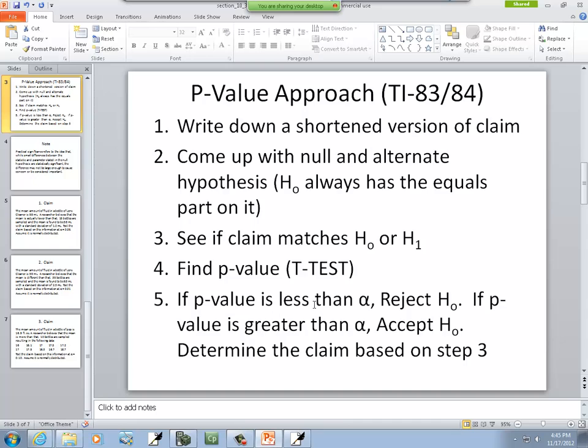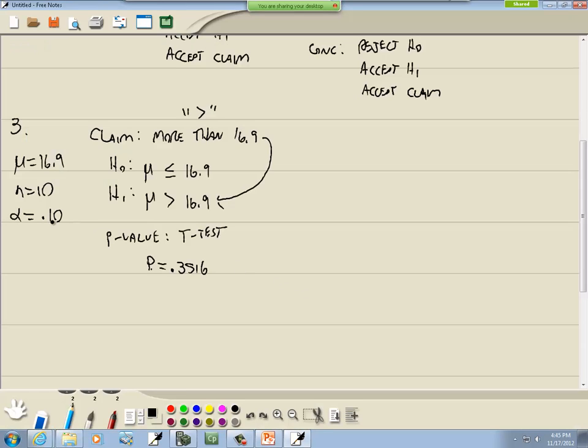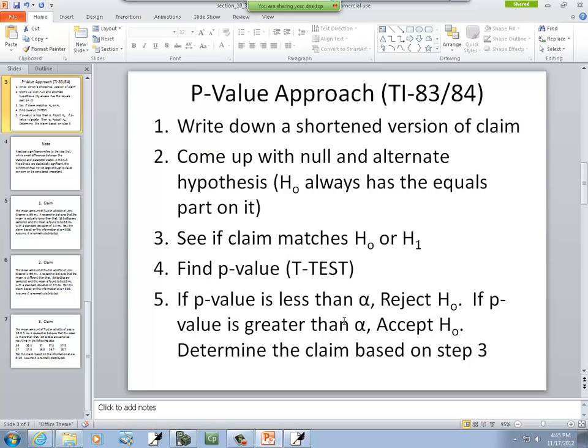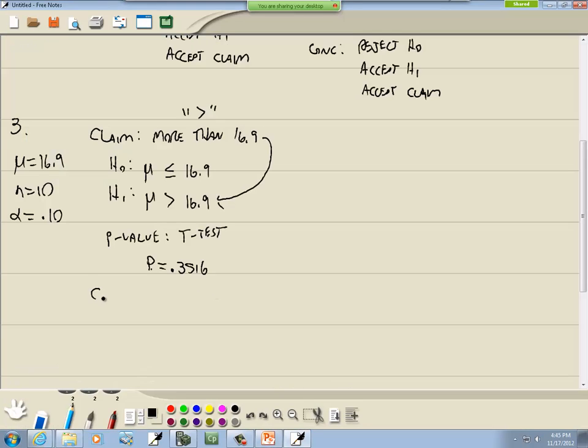Okay, p-value is less than alpha. Well, it's not less than alpha. Alpha is 10%, and this is 35.16%. P-value is greater than alpha, and that's true. It says accept h naught. So our conclusion is we accept h naught, which means we reject h1 because they're opposites of each other. Now, whatever we say about h1 is what we say about our claim. So we rejected h1, which means we'll reject our claim.